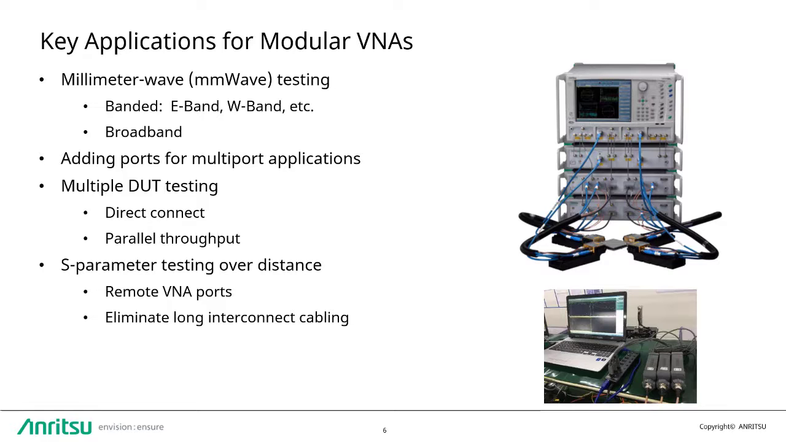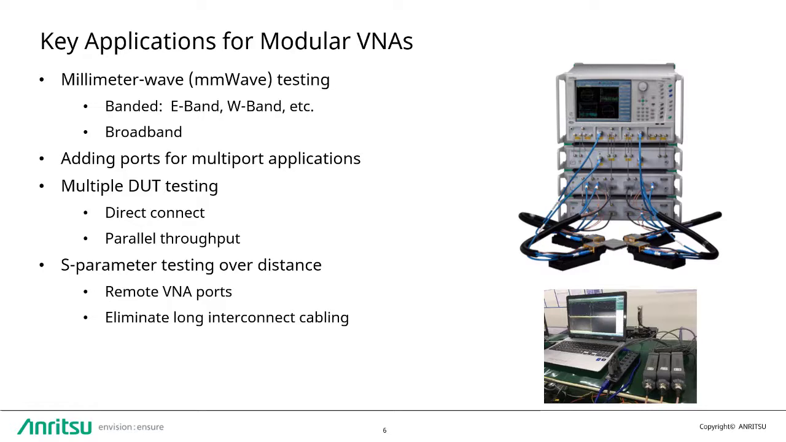Here are some examples where modular VNAs show significant advantages. Millimeter wave testing. Support for modular frequency extenders is key for this sector. Coax test port cables are no longer a viable solution to connect an integrated VNA to a device under test at these high frequencies. To effectively source and measure banded and broadband frequencies to 200 GHz and beyond, extension modules must be used to get close to the DUT to minimize insertion loss and maximize measurement stability for these applications.